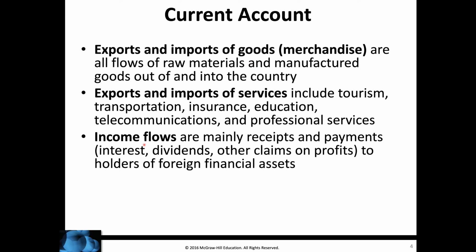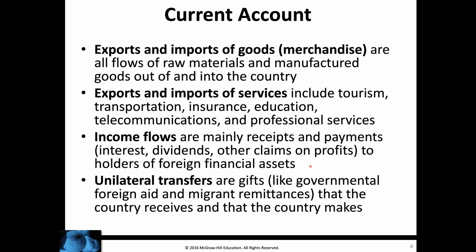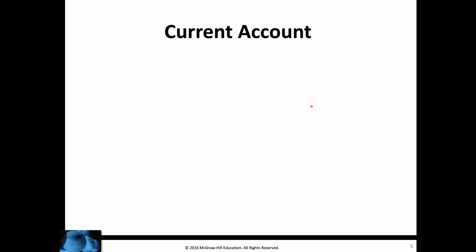We have income flows, and these are mainly receipts and payments, interest, dividends, other claims on profits to holders of foreign financial assets. So those are income flows. Then we've got unilateral transfers. And these are gifts, such as governmental foreign aid and migrant remittances that the country receives and that the country makes. Okay, so these are unilateral transfers going one way, income flows, exports and imports of both goods and services. This makes up our current account.